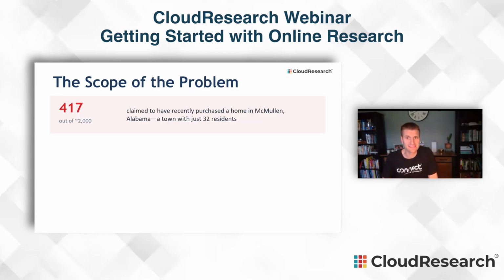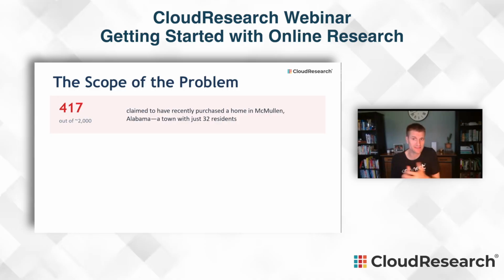All right, so the first example here is just looking at people's responses to one single question in a study that our team at CloudResearch conducted with market research panels. We asked people if they had recently purchased a home in this town called McMullen, Alabama. This was a simple yes or no question. So we ran a survey with one of these commonly used market research panels. We were interested in questions of data quality and validating some of the measures that we were using. And we asked people just this very simple question. Again, have you recently purchased a home in McMullen, Alabama?